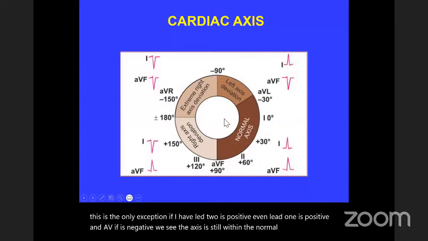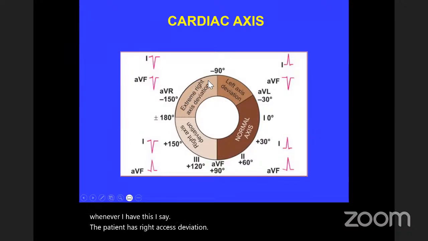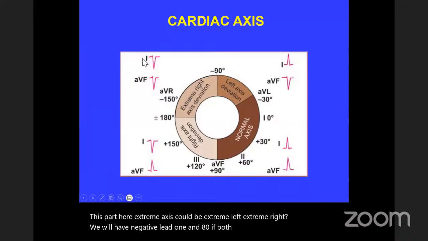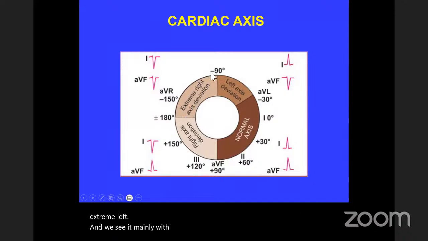For right axis it is easy, because in this part, lead 1 is negative, aVF is positive. So whenever I have this, I say the patient has right axis deviation. This part here, extreme axis, could be extreme left or extreme right. We will have negative lead 1 and aVF, both will be negative. And in this case, we can sometimes call it indeterminate axis, could be extreme right or extreme left. And this, we see it mainly with ventricular tachycardia, very abnormal activation of the myocardium.